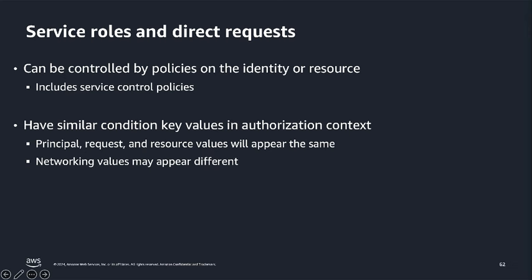You can expect condition key values in the authorization context for these two request patterns to be the same or similar. The one exception that we talked about is that requests from service roles may come from the account and network that the AWS service lives in, and you'll need to account for that in policies that reference networking condition keys.